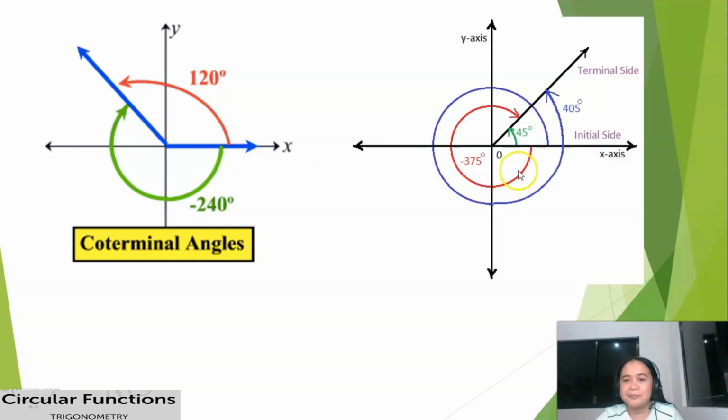Another example. This one, a 45-degree angle is a first quadrant angle. So 45 degrees, that's positive. So its corresponding coterminal negative angle would be negative 315 degrees. This is 315 degrees. And another thing is one complete rotation plus 45, that would mean 405 degrees.